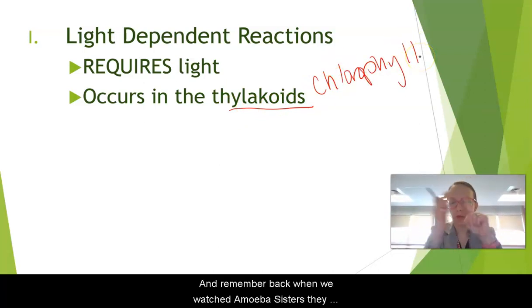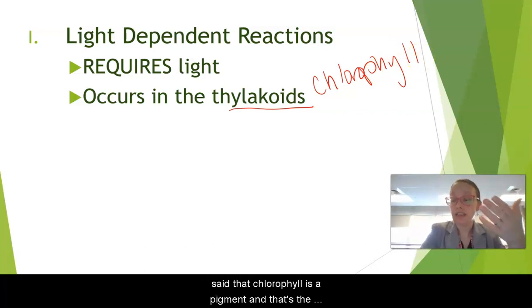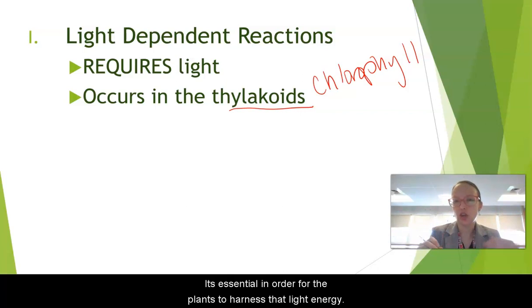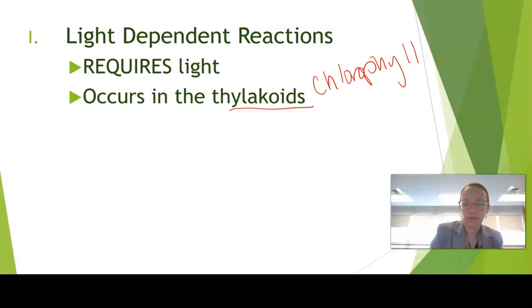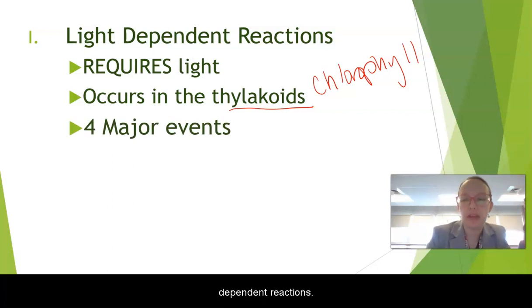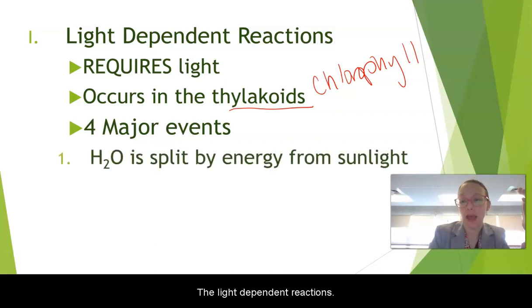And remember back when we watched Amoeba Sisters, they said that chlorophyll is a pigment, and that's the pigment that provides plants with that green coloring. And it's essential in order for the plant to harness that light energy. So there are four sort of major components of these light-dependent reactions and what's actually happening.